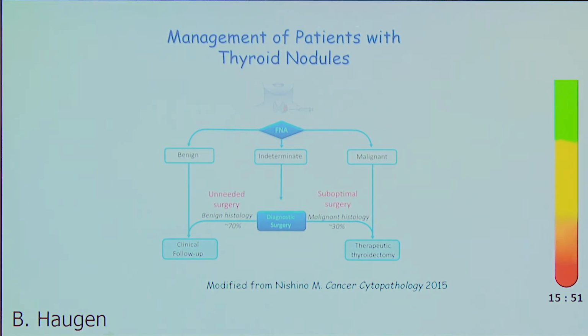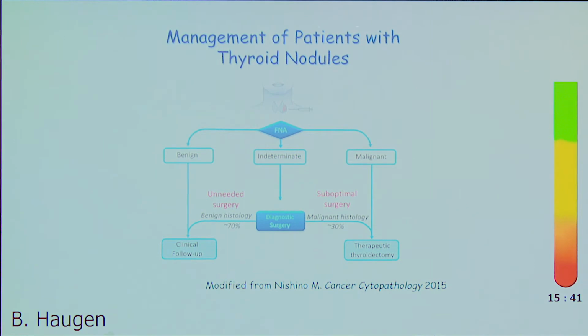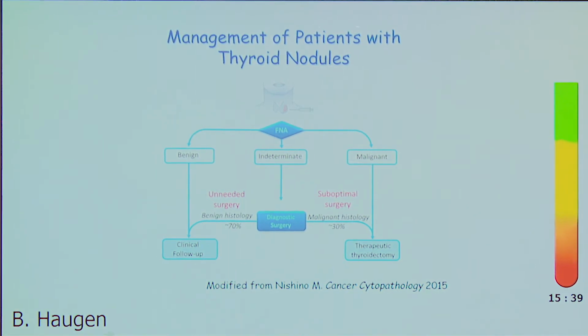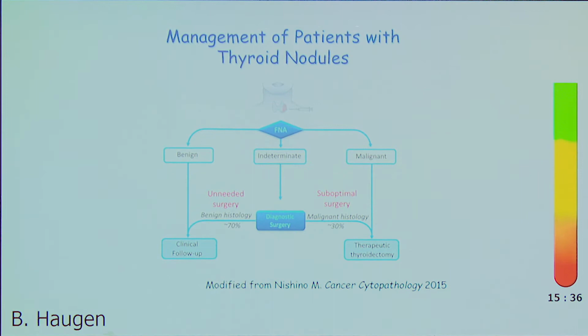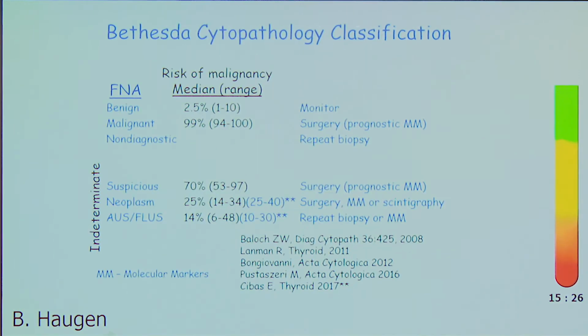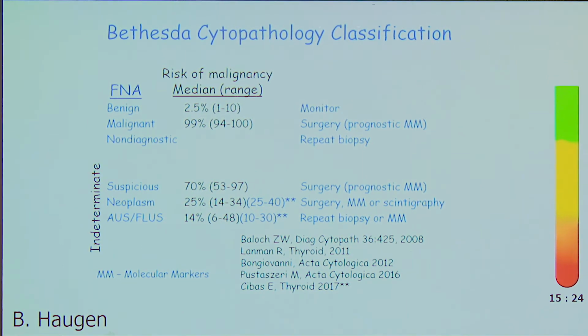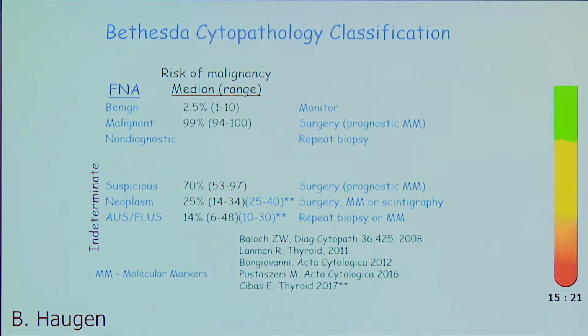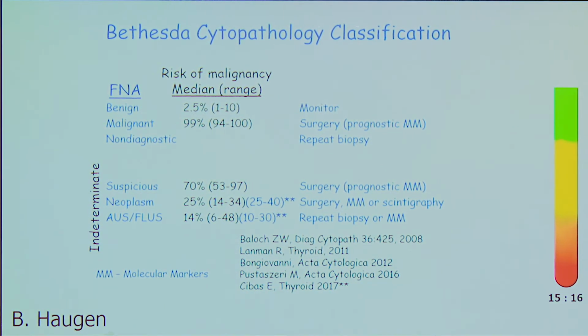So as we know, in the management of patients with thyroid nodules, we do the FNA. Again, that has really moved the field forward. And if it's benign, we can do clinical follow-up as a benign tumor. If it's malignant, we need a therapeutic thyroid surgery. Here we say therapeutic thyroidectomy. I would say thyroid surgery because now we're talking, as in this conference, about lobectomy. And then if it's indeterminate, we need to consider if we need to do a diagnostic surgery or not. The Bethesda cytopathology classification that you heard earlier, really I wanted to focus on what it did to indeterminate.